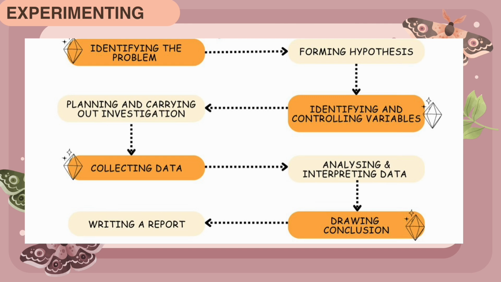Below is the flow chart to show the sequence in doing your experiment. We start with identifying the problem. After you have identified the problem, then you formulate the hypothesis. Then you need to identify the controlling variables and also all the other variables. And then planning and carrying out the investigation. Collect the data, analyze and interpret the data, draw conclusion, and finally write a lab report.